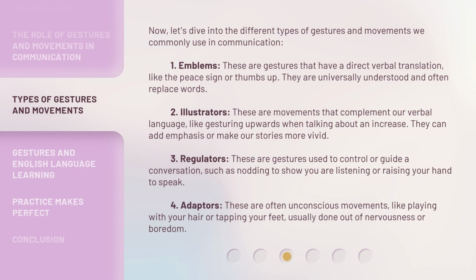Now, let's dive into the different types of gestures and movements we commonly use in communication. 1. Emblems. These are gestures that have a direct verbal translation, like the peace sign or thumbs up. They are universally understood and often replace words.